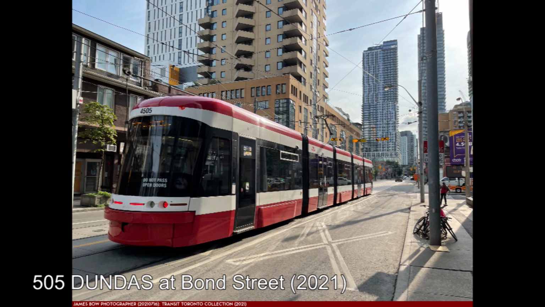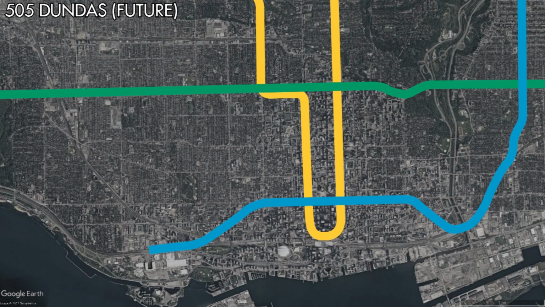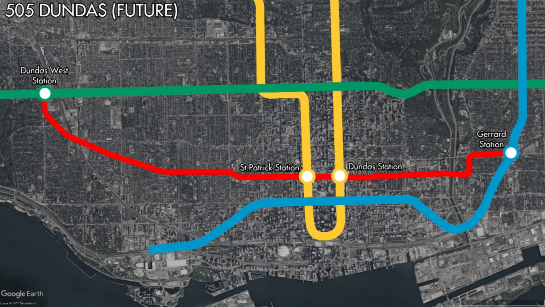A resurrected Broadview streetcar will require either the 504 or 505 to be relocated out of Broadview Station to free up space. The 505 Dundas will almost certainly be the route that gets moved, with its new terminus being the future Gerrard Station, where the TTC is planning on building a turnback loop.